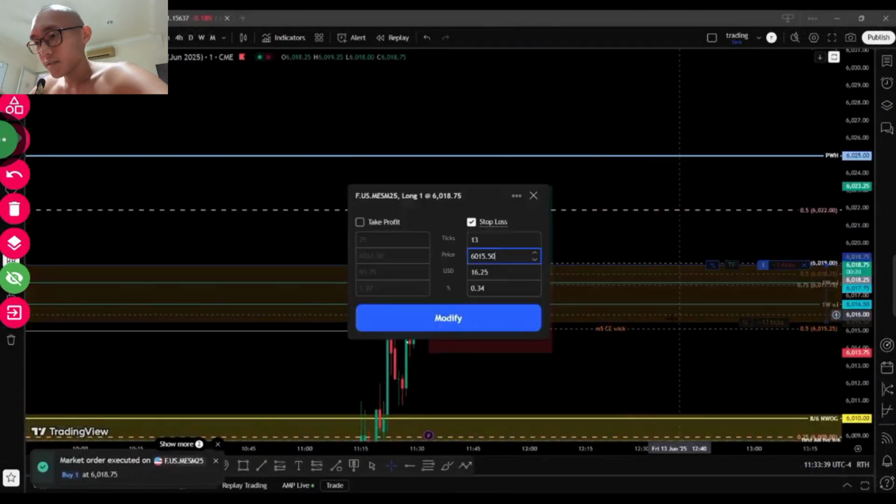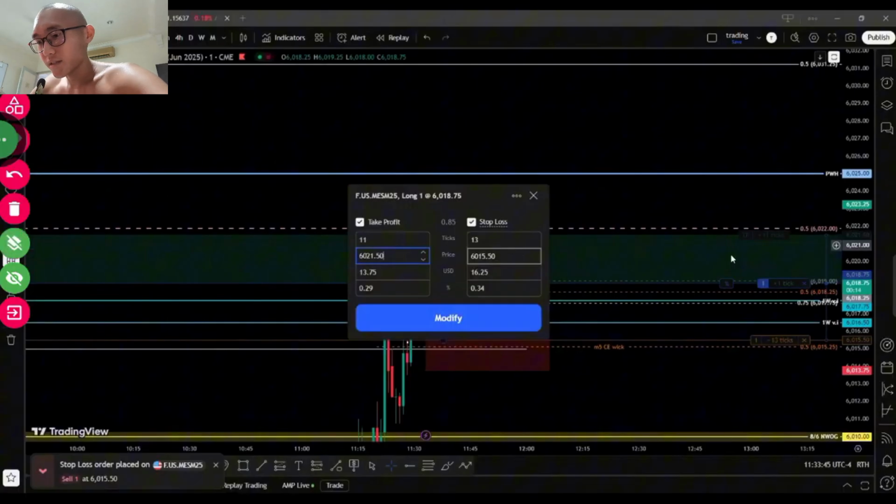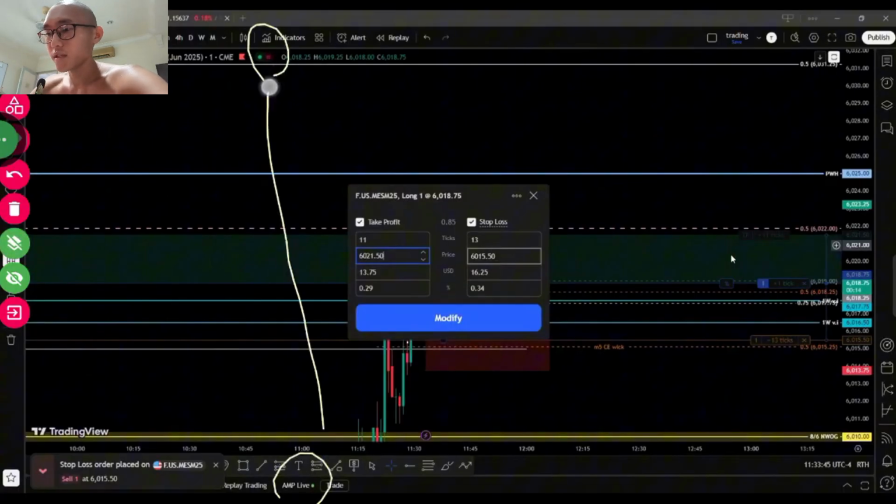So basically I entered long here, and yes, it's a live trade. Why is it a live trade? Look at this, M live. This button is also called live. These two things mean we are live. So I did enter a long trade.